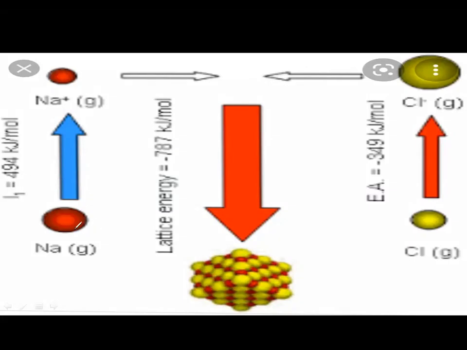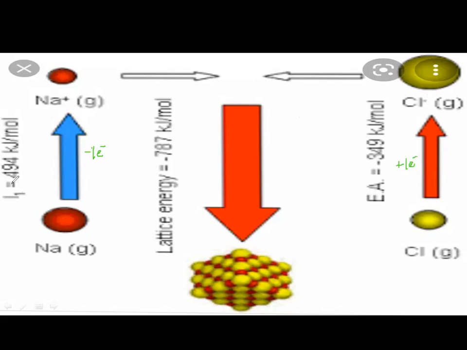You can see here the sodium neutral atom. It is losing one electron to form the sodium ion, the cation, Na plus. And the size of the cation has decreased. On the other hand, this electron is being taken up by whom? It is being taken up by chlorine. So the chlorine neutral atom has gained one electron and it has become Cl minus.